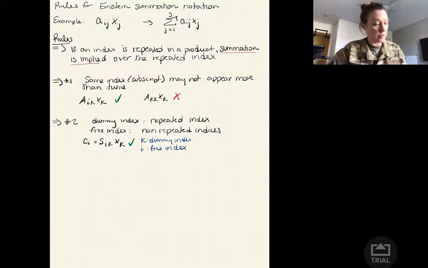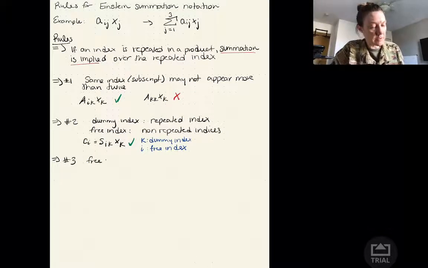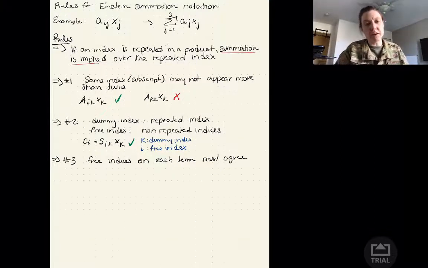Moving on to rule number 3. Rule number 3 just says that the free index has to agree on either side, for every single term. So I gave you a good one. So free index, or I'll say free indices again, there could be more than one. On each term, remember that each term must agree. And really what this means is that the dimensions agree, if you want to think of it that way.